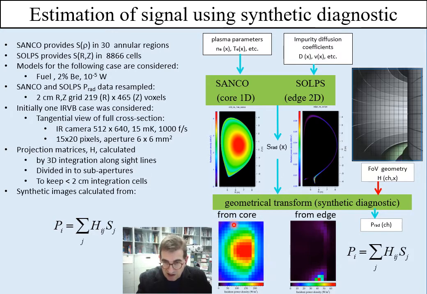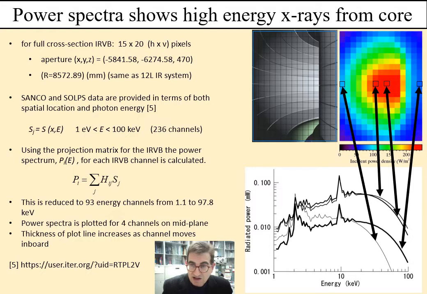So you can see the synthetic images here from the core radiation and then from the edge that we have for the imaging bolometer. And this gives us an estimate for the signal level for each bolometer pixel. Next, we take a look at the power spectra for each channel. We can get this from the Sanko and SOL-PS data, and here you can see for some representative channels in the imaging bolometer field of view what the energy spectra look like for the radiated power.